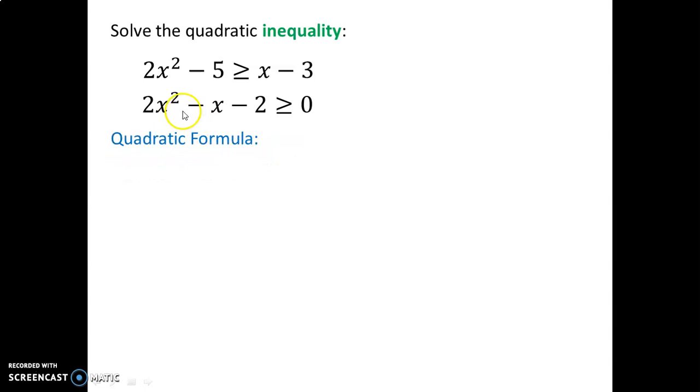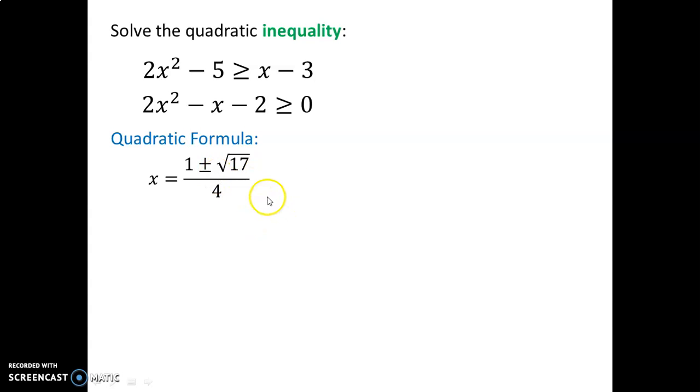So this cannot be factored. In this case, we can use the quadratic formula to solve this, because we need the x-intercepts. We always need the x-intercepts to figure out when it's below or above. So solve it using the quadratic formula. Here are two solutions, one plus or minus that.